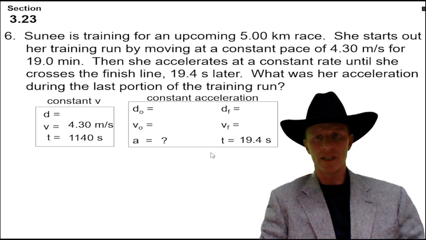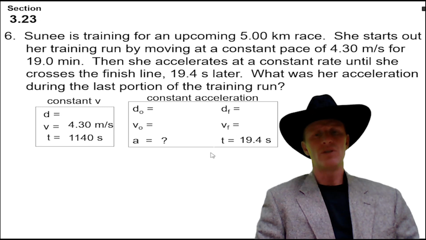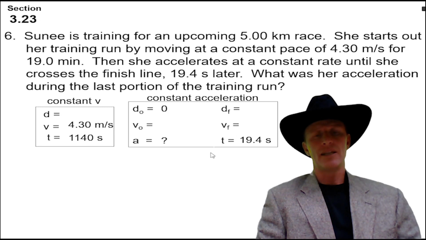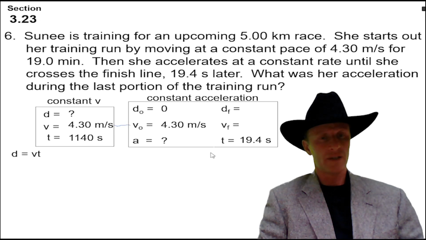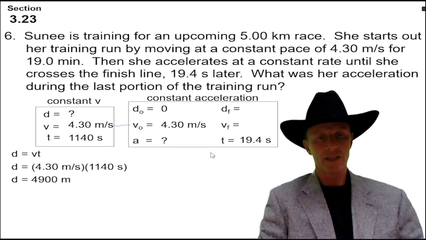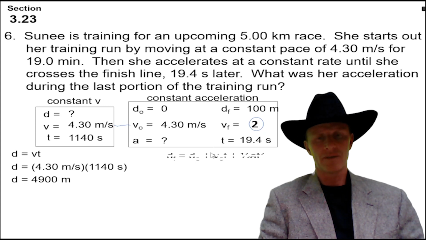So what else do we know? It says, what's her acceleration during the last portion of the race? So we have to find that a. So what else can we fill in? Well, we do know that DO is 0 and VO is 4.30. Let's just calculate how far they traveled during that portion of the race. 4,900 to 2 sig figs, 5,000 minus 4,900, 100 left, and that is enough. Use equation 2 to get the acceleration.